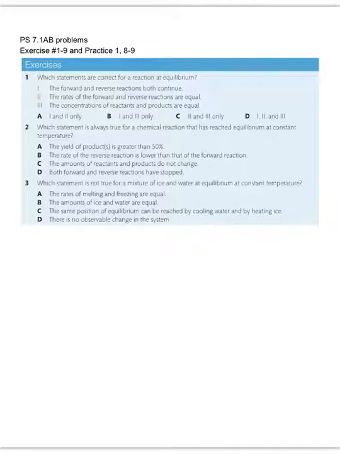Statement 1 says the forward and reverse reactions both continue. Yes, that's true. That's one of the definitions for equilibrium. The rates of the forward and reverse reactions are equal. That's also a characteristic of a system at equilibrium. And 3, the concentrations of reactants and products are equal. They can be, but they don't need to be. So this won't always be correct for a system at equilibrium. So only 1 and 2 are correct, which leaves me with answer A.